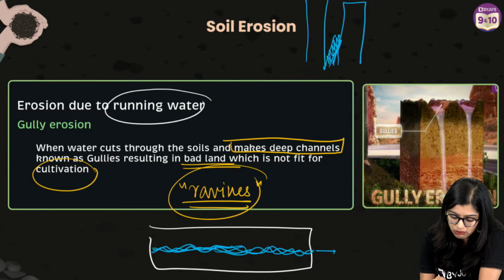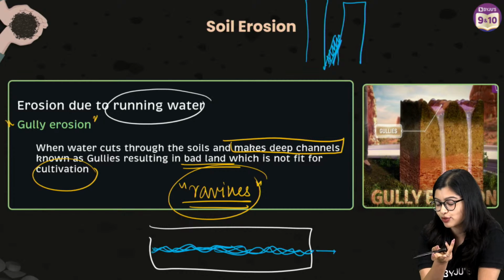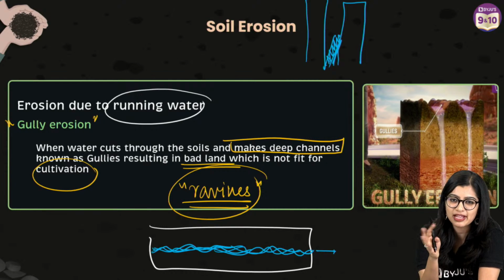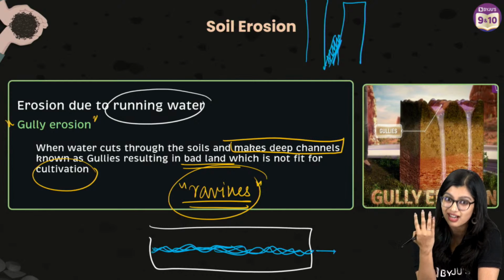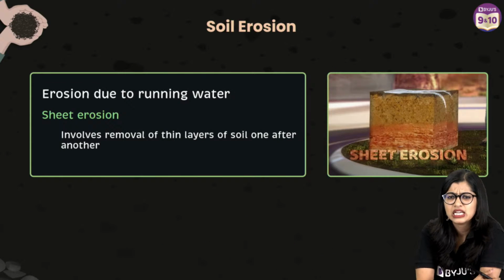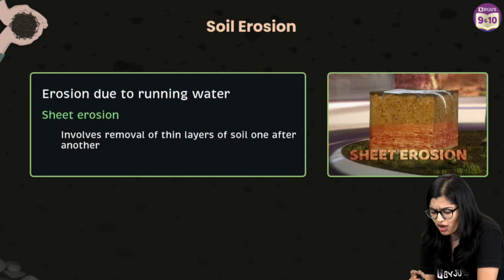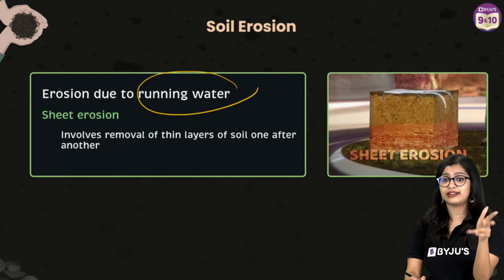So they may ask you for 2 marks, not 1 mark because you don't have 1 mark questions, to elaborate a little bit on gully erosion and the next point, which is sheet erosion. Your next type due to running water is sheet erosion.